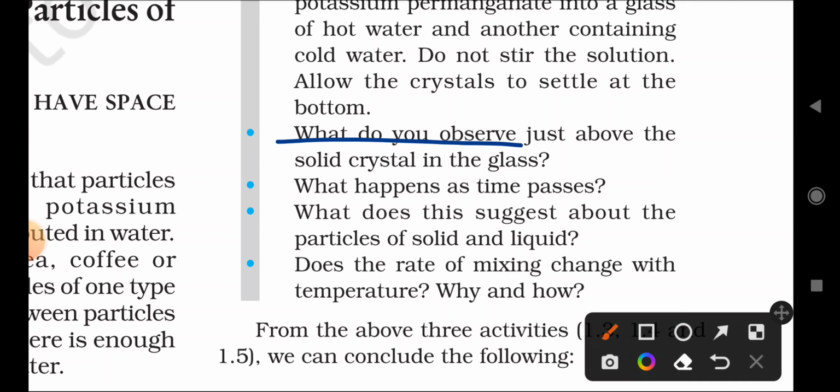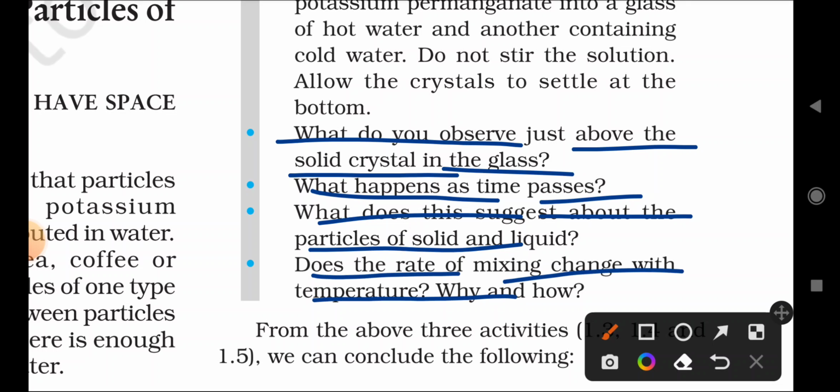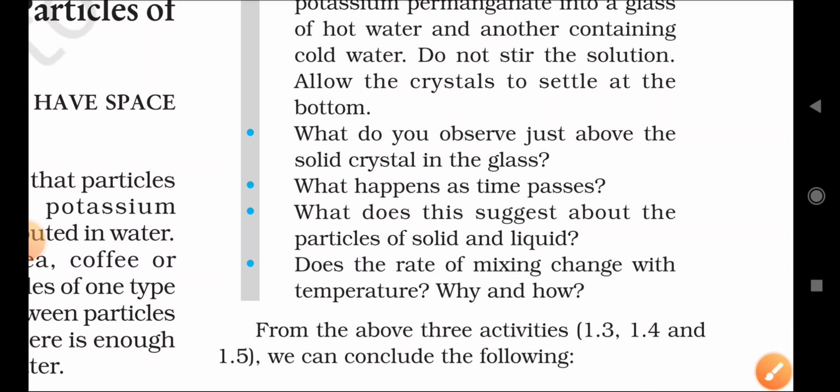What do you observe just above the solid crystals in the glass? What happens as time passes? What does this suggest about the particles of solid or liquid? Does the rate of mixing change with the temperature? Why and how? As time goes on, the temperature also changes. While the temperature changes, does the mixing of the particles also change or not? That you have to consider here, and make your observation.